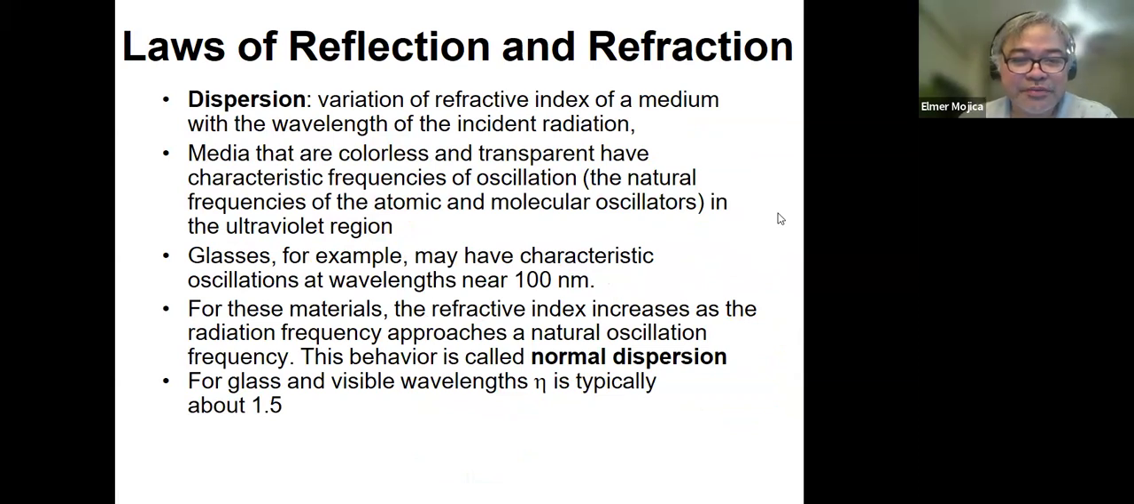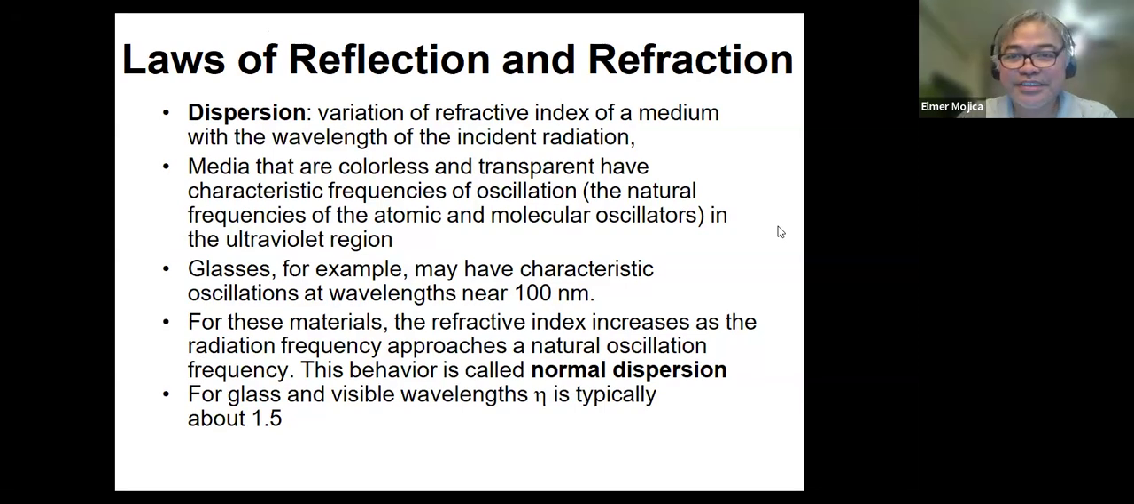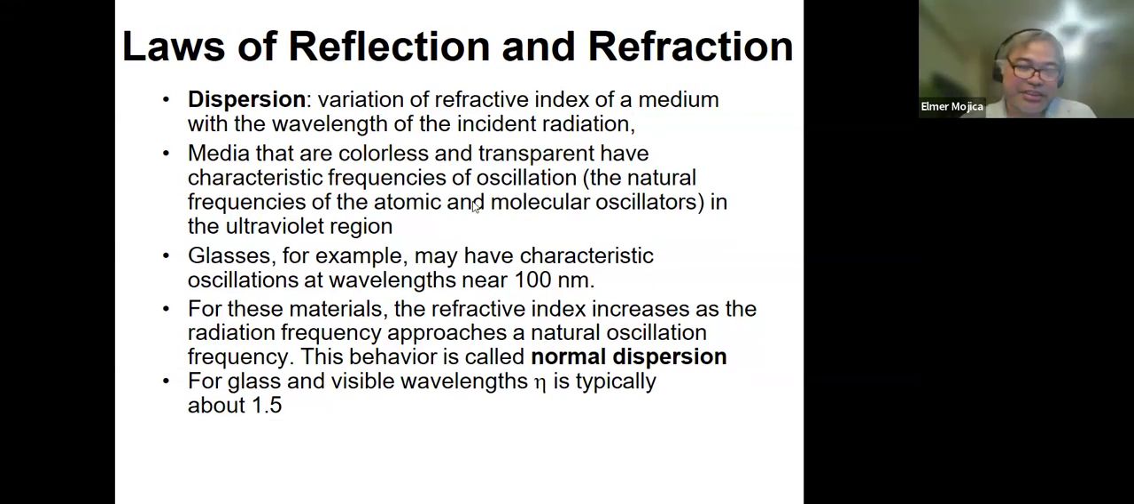Has anyone heard this term before? Class? What have you known about this so-called dispersion? What could be a simple explanation of dispersion? Here I could say it is the variation of the refractive index of a medium with the wavelength of the incident radiation.